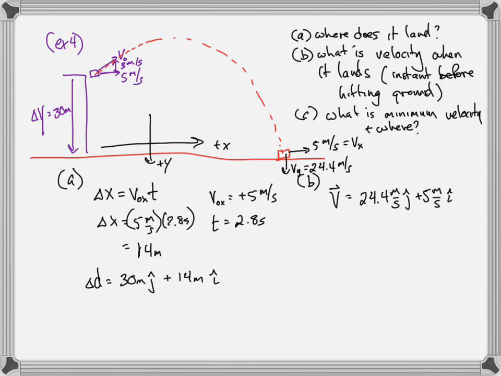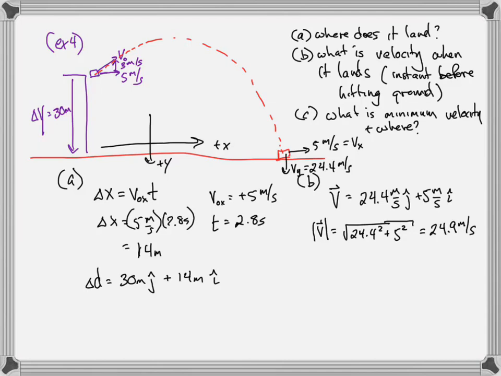Now, if I had asked what is the speed when it lands, or the instant before hitting the ground, the speed is just the magnitude of that velocity. So the magnitude of that velocity is the square root of 24.4 squared plus 5 squared meters per second, which is 24.9 meters per second. That's the speed. I didn't ask for that, but just in case you were wondering, the speed is 24.9 meters per second.